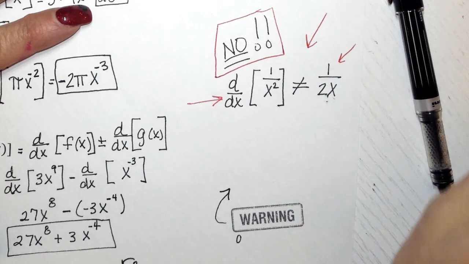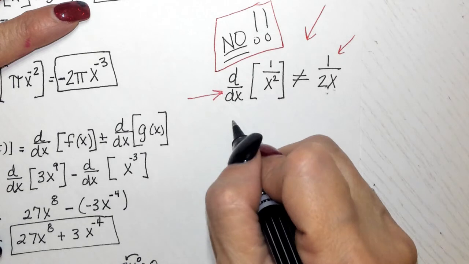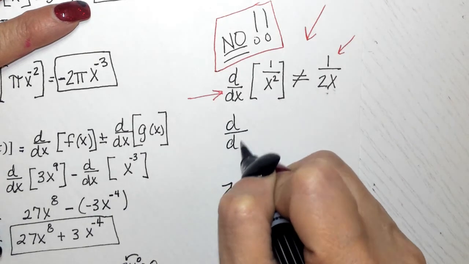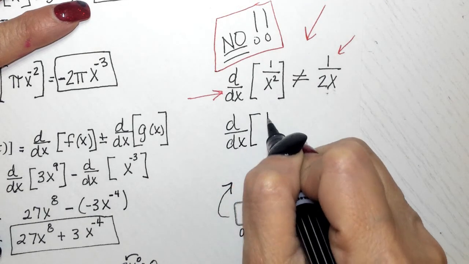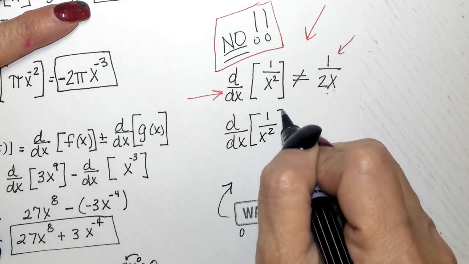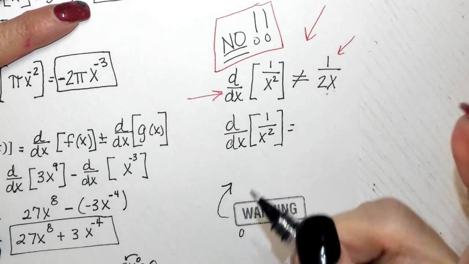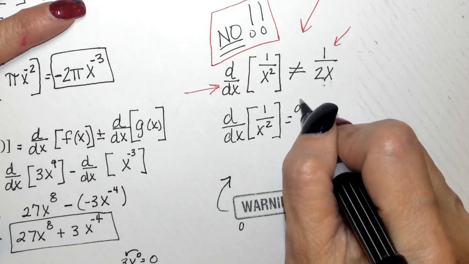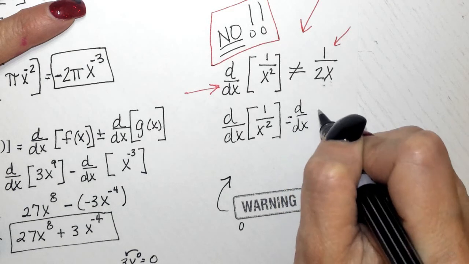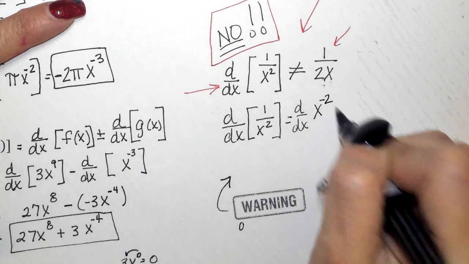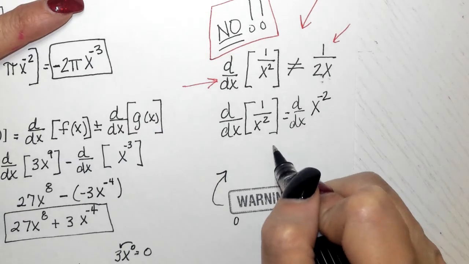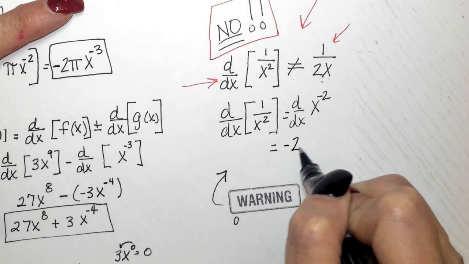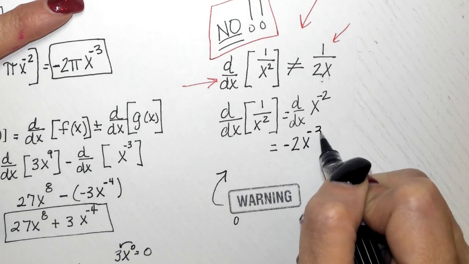No, no, no. You have to do this. You have to say 1 over x squared. What do you have to do? You have to move everything up. So it becomes the derivative of x to the negative 2. And then you take the derivative and it's negative 2x to the negative 3.